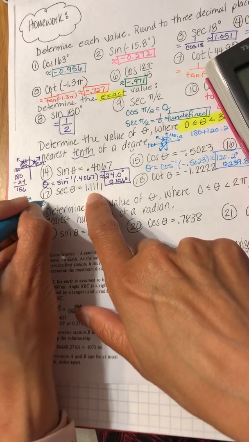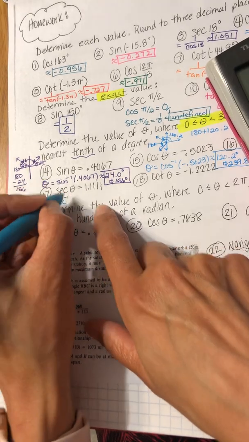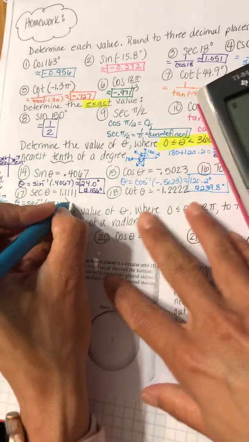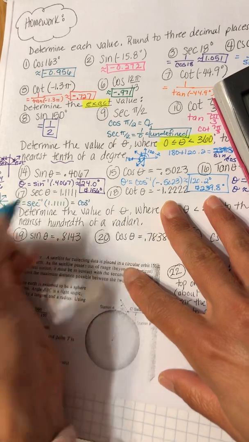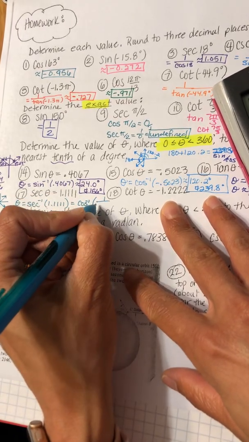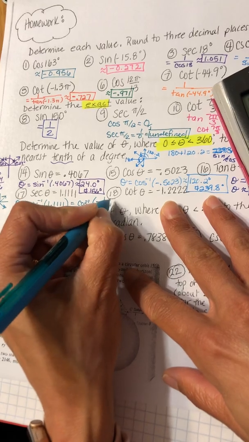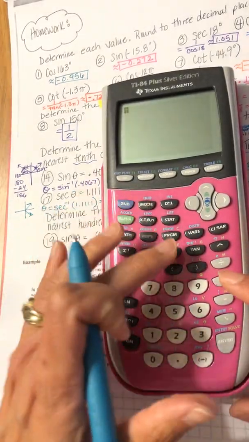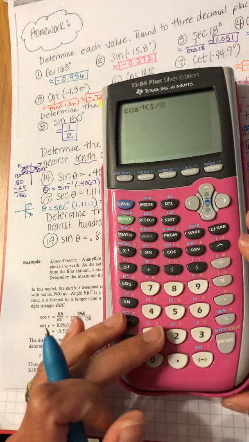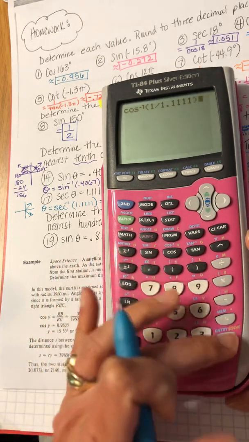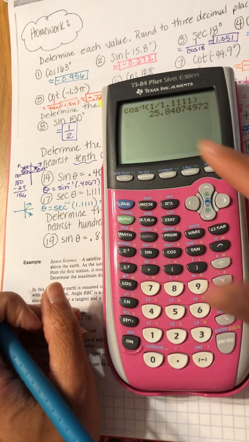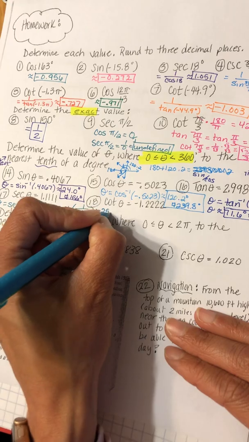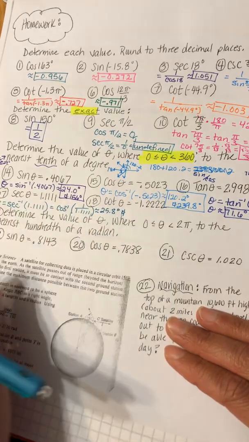So theta is going to equal the secant inverse of 1.1111. But we don't have a secant button on our calculator, so I'm going to have to type in cosine, because it's related to cosine, but of 1 over 1.1111. And let's see what that equals. So second cosine of 1 over 1.1111. And I get approximately, to the nearest tenth, 25.8 degrees. That's the first one. Let's find the other one.